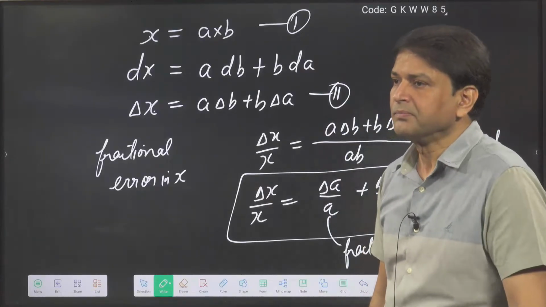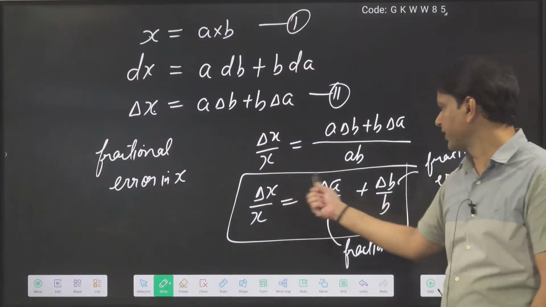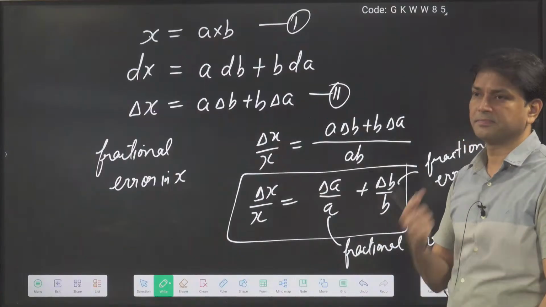Everybody got it? If the percentage error is required, then multiply by 100.